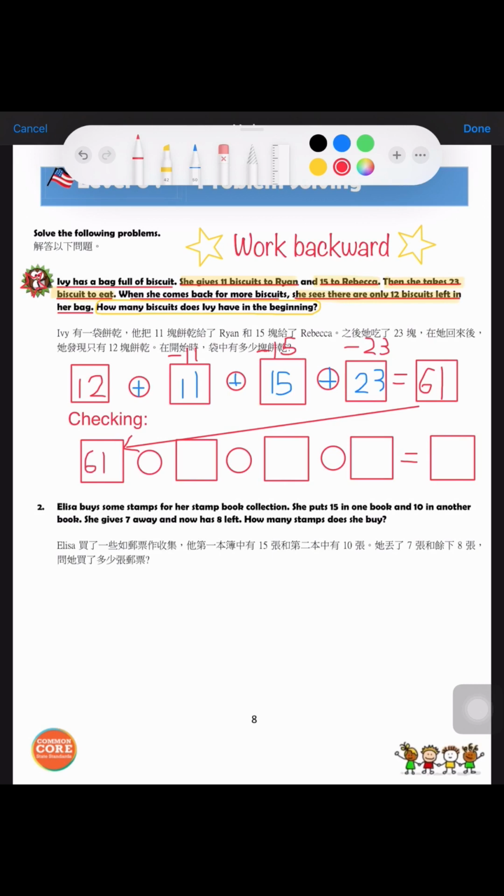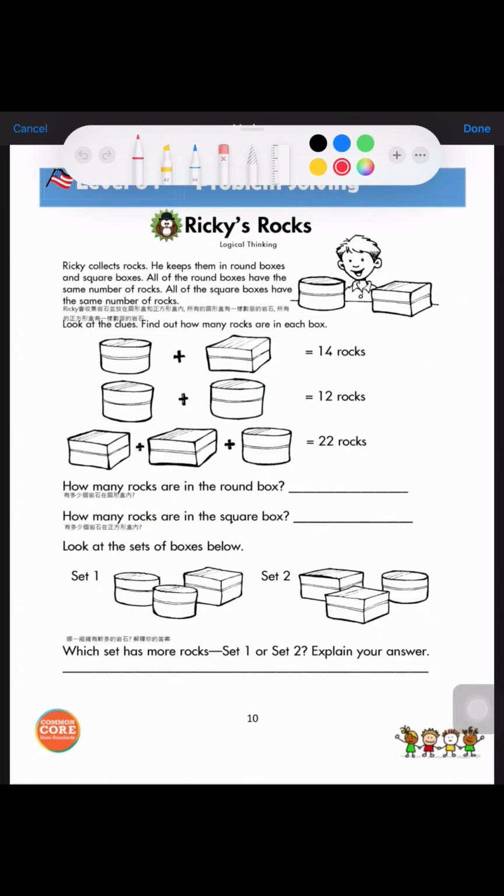Now let's do the checking. If she originally has 61 biscuits, and then she gives 11 biscuits away, so we minus 11, and then she gives 15 away, so we minus 15, and then she takes 23, so we minus 23, and it also equals to 12. Let's move on to the last question.